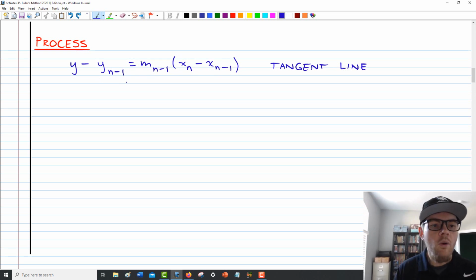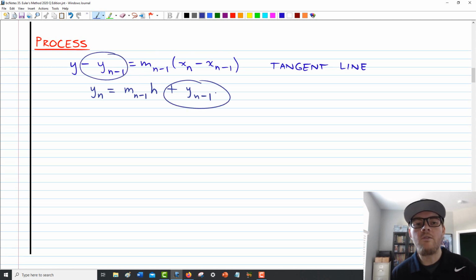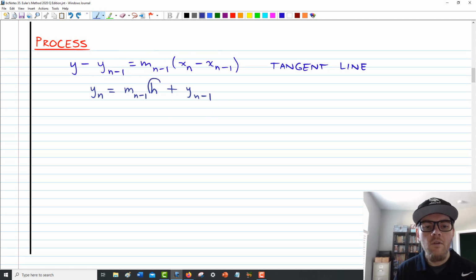So having said that, what often follows is then this equation. They'll say that y sub n is equal to f of x sub n-1 times h plus y sub n-1. And what this is meant to mean is basically it's the same exact thing you see up here, except obviously they've added y sub n-1 to both sides, and they've replaced x sub n minus x sub n-1 with h. The reason is h is just going to represent your step size.